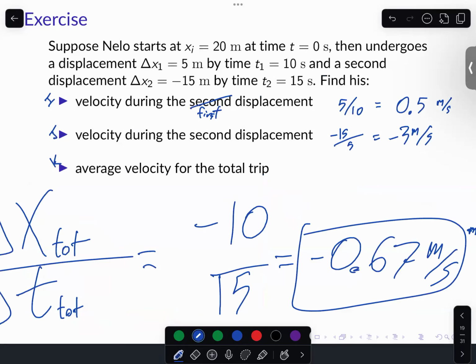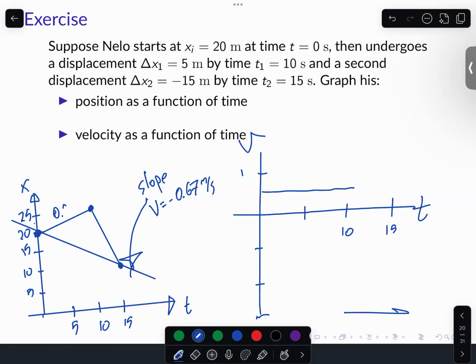And I want to emphasize again that that is not the average of 0.5 meters per second and -3 meters per second. That's not the simple average, the weighted average, if you know what that is.